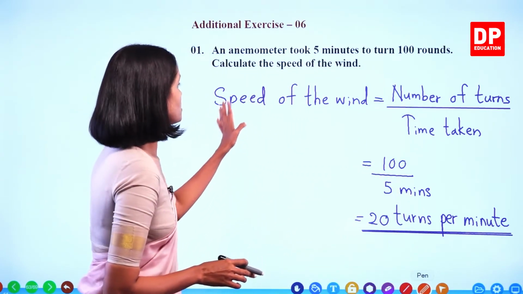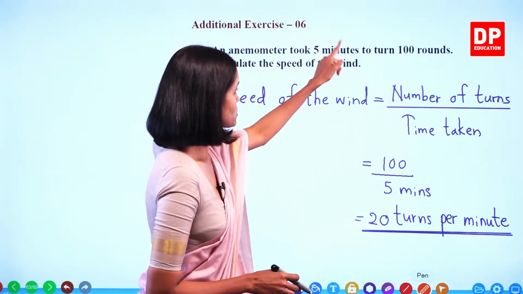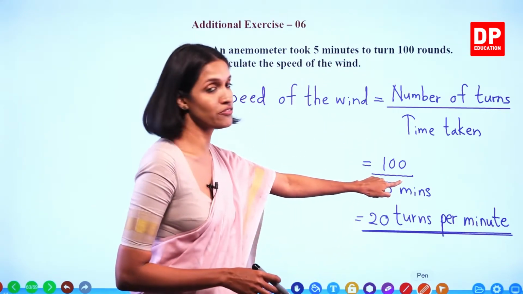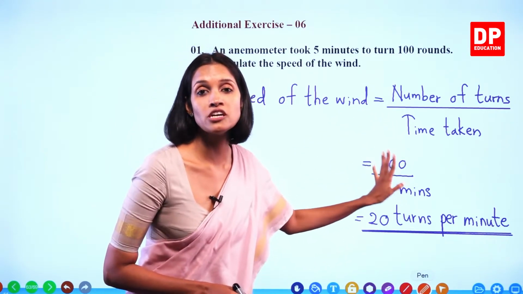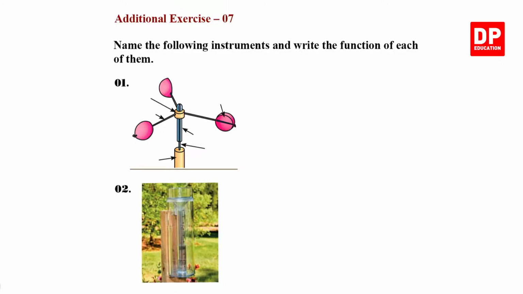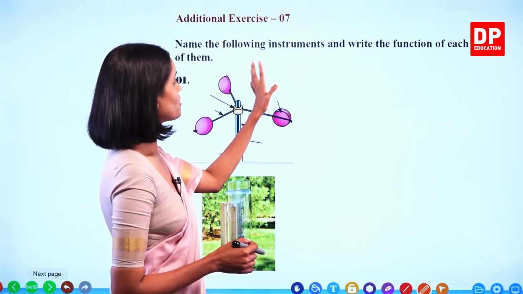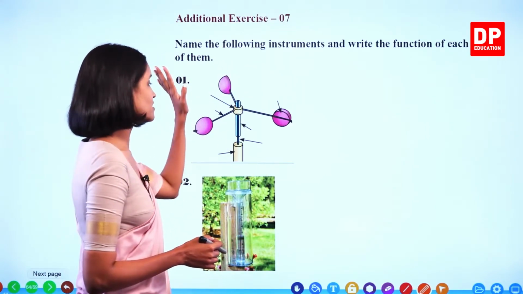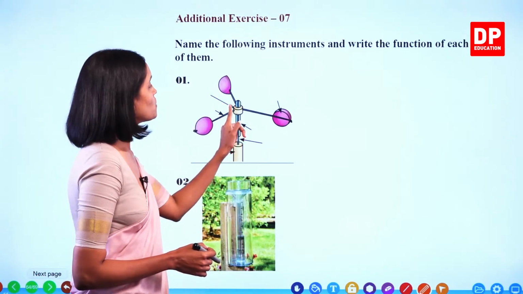Okay, speed of the wind equals number of turns divided by time taken, which means here 100 divided by 5 minutes. 20 turns per minute is the speed of the wind, right? Next one. Exercise number 7. Name the following instruments and write the function of each of them. Now we are very familiar with these instruments. Let's write. What is this one?